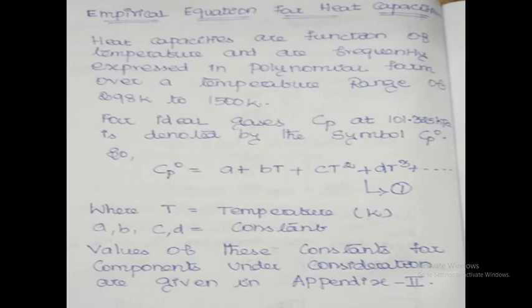So here Cp0 = A + BT + CT² + DT³ etc. This is the polynomial form. This is equation number 1. Where T is the temperature in Kelvin, Cp0 is the heat capacity at constant pressure in standard form, and A, B, C, D are constants. Are you clear? Okay.